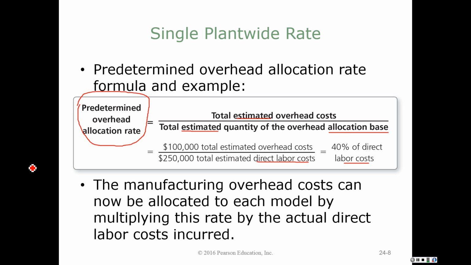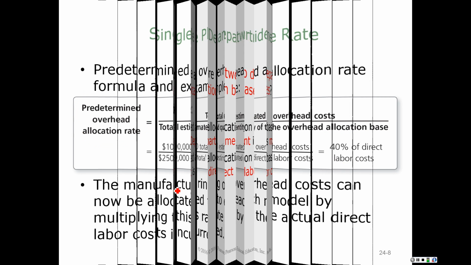Now, ideally, it would be better to know exactly how much we're spending in manufacturing overhead and allocate the exact amounts as production is taking place. But we don't know those exact amounts until the end of the period, and we really cannot wait until the end of the period to allocate overhead. So this is our estimate. And so we would use the single plant-wide rate of 40% of direct labor costs to allocate manufacturing overhead as the production process is taking place.